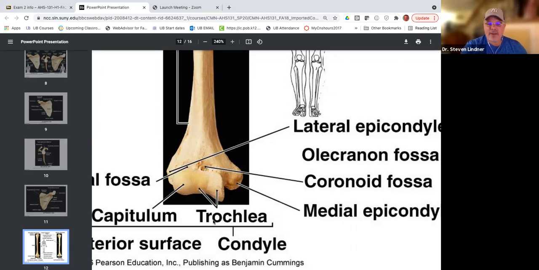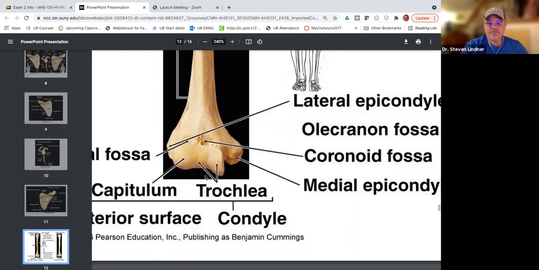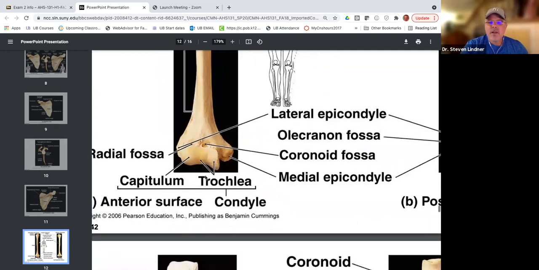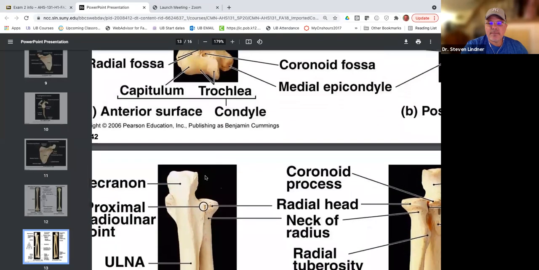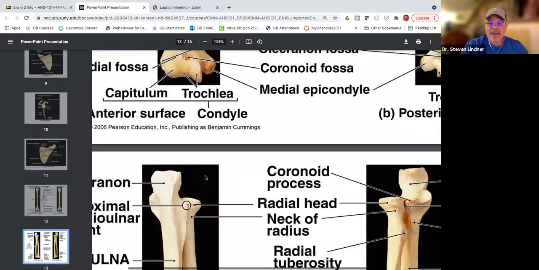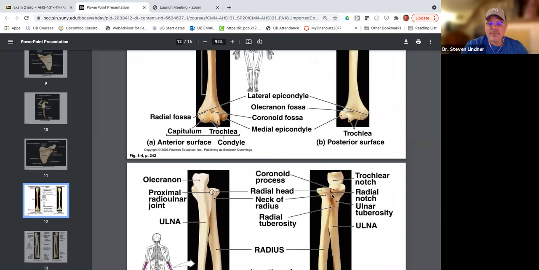Now, we haven't done the radius and ulna yet. So when I cover the radius and ulna, we have to find the head of the radius and the coronoid process because they're going to fit in their corresponding fossas. In fact, let me just show it to you real quick here. So when we look at the forearm, here's the head of the radius, and here is the trochlear notch.